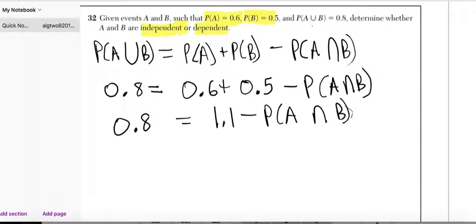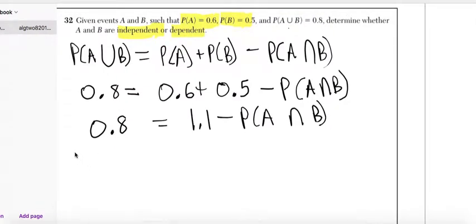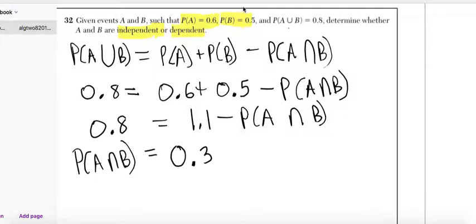Now, if you think of it this way, guys, I'm going to add this value, probability of A and B, to both sides, so that it just becomes positive probability of A and B on this side. And I'm also going to subtract 0.8 on both sides, so that 1.1 minus 0.8 is 0.3. That saves me time, so I don't have to do as much work. So I got my answer just like that. But remember, I'm not done.